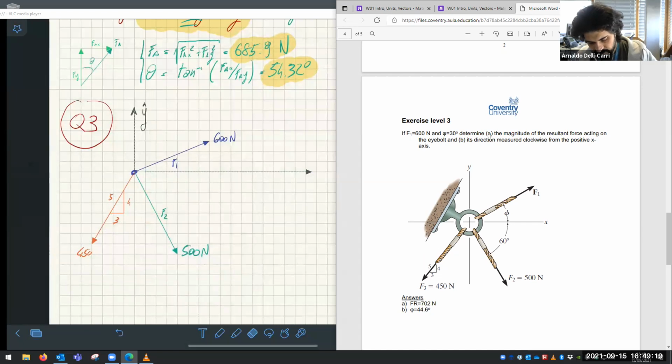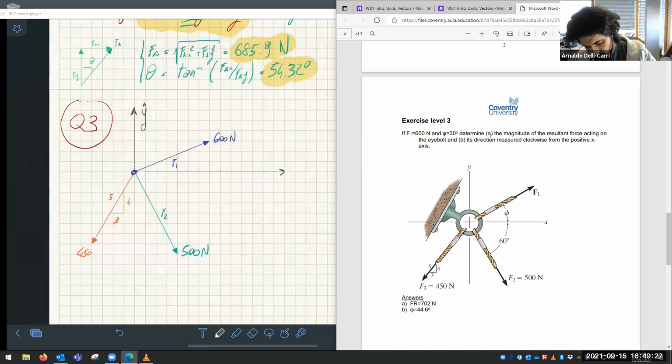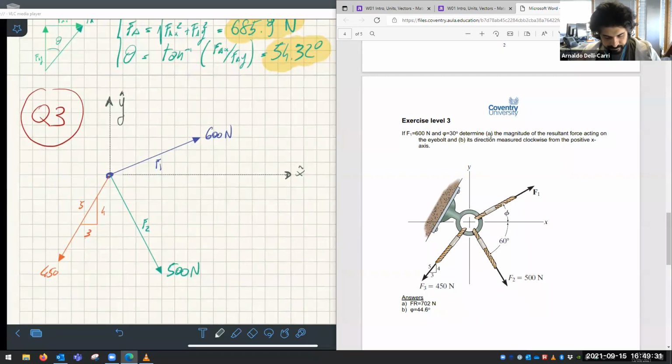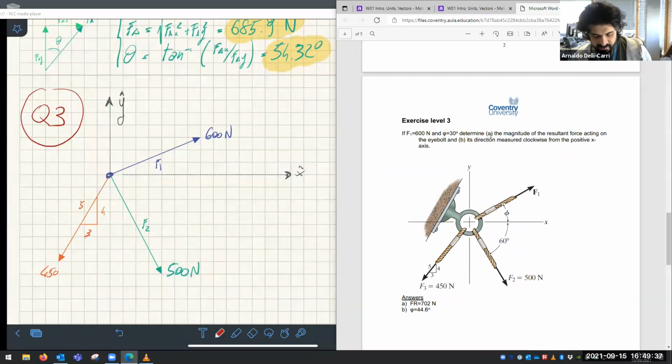Let me clear this one. Okay. The resultant force, let's say it's this one. It's probably 600 is here, 500 is here, 550 is here. It's probably like this.